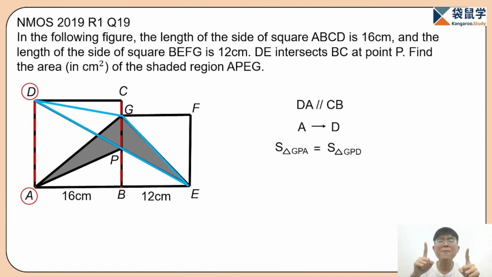Wow, it became a big triangle now. Now, we mentioned in the question that DE intersects BC at point P, which means DE is a straight line. So, can we calculate the area of this big triangle? Although we cannot calculate the area directly using the formula, there's another way to calculate it. Let me show you, okay?